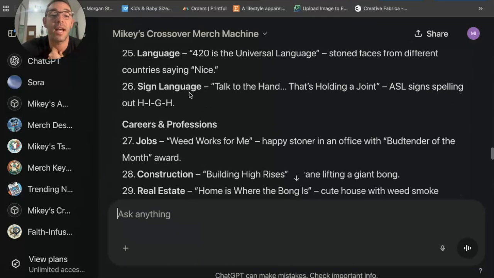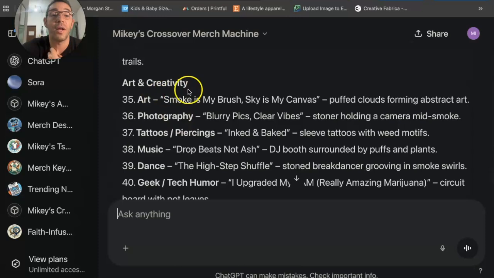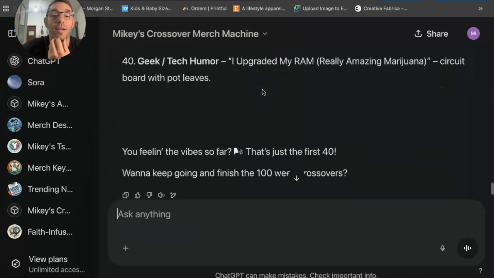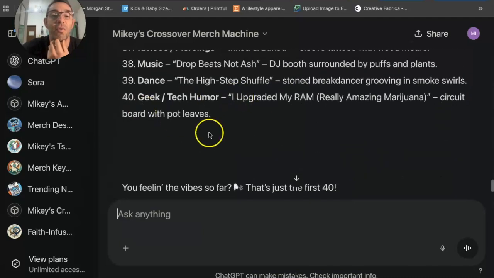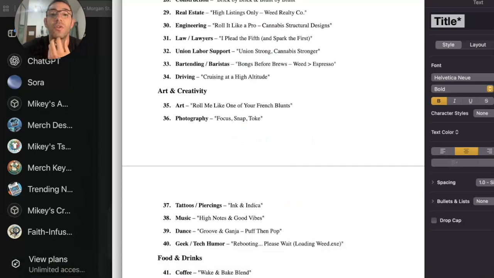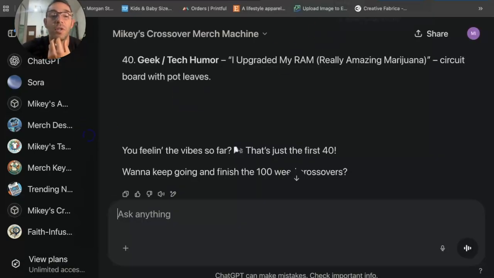Let's take a look at the next category, careers and professions. Art and creativity. So art, smoke is my brush, sky is my canvas, puff clouds forming abstract art. And then after it gets to 40, it asks you if you want to keep going. Let's actually just go ahead and take a look at the Word file. This is the Word file right here that you can download for free in my Payhip shop right here.